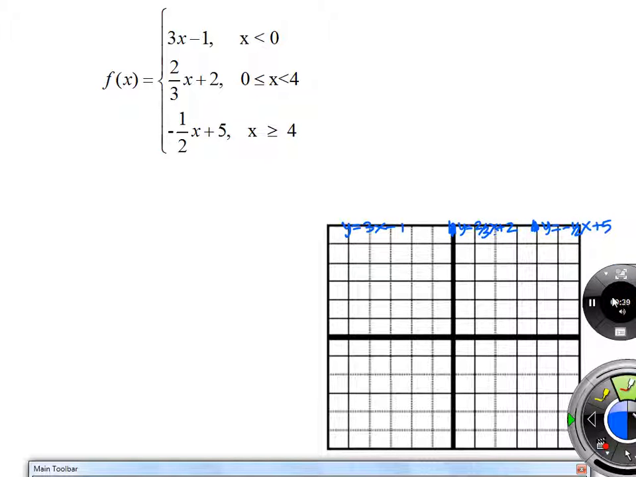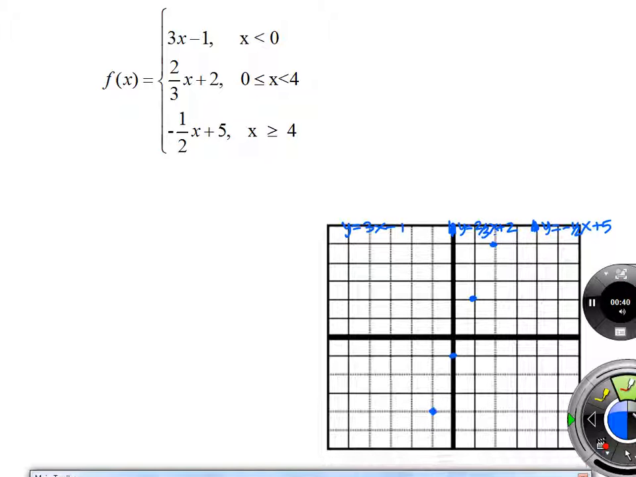So I'm going to start with y equals 3x minus 1. Again, I'm going to graph like I normally would. I'm going to try and get points that would be on my line all over the graph, and then get rid of the unnecessary points. So here's points that would fill this line.